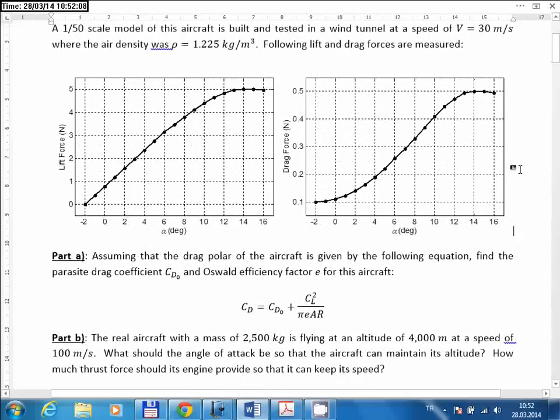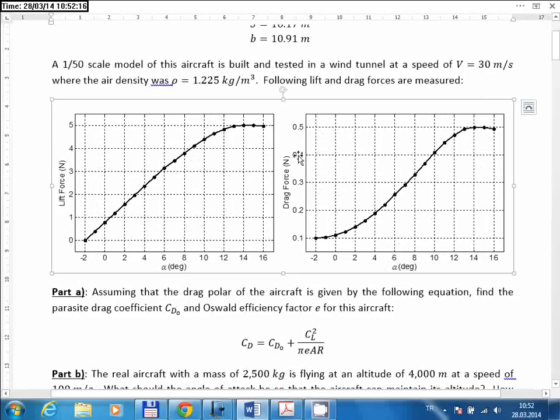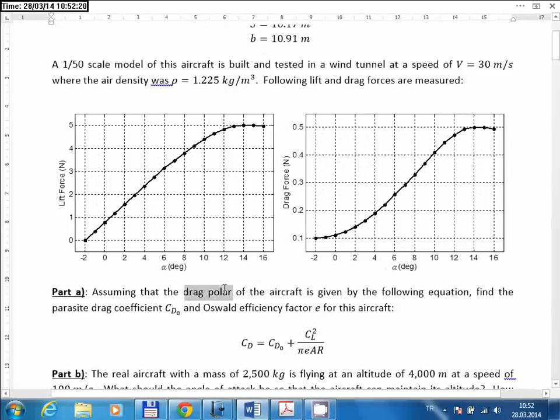So let's see what you can do with these data. Suppose that you made the experiment and you obtain these two data curves. And from here, you can compute the drag polar coefficients, right? So in the question it says, assuming that the drag polar of the aircraft is given by the following equation, find the present drag coefficient and Oswald efficiency factor for this aircraft.